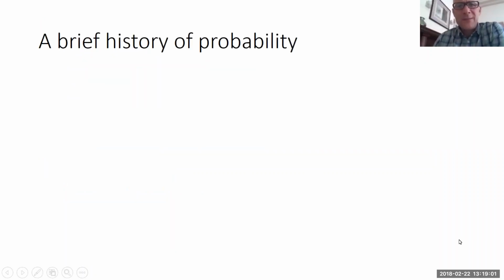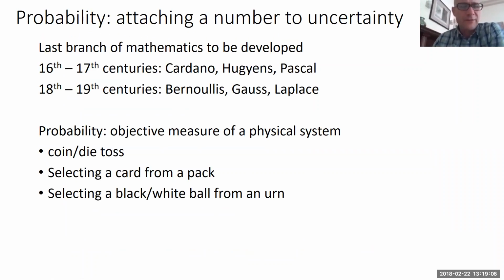Now, when thinking about uncertainty, I think it's helpful to put it in the context of the history of probability. So this is a very, very brief run through the history of probability. Probability, as I said, is about attaching a number to uncertainty. It was the last branch of mathematics to be developed. There's a lot of academic discussion about why that was the case. One reason is probably that it's not very intuitive. The other reason is that probability is about making predictions about the future, and that has religious overtones. So that might be another reason why it was so late to develop.